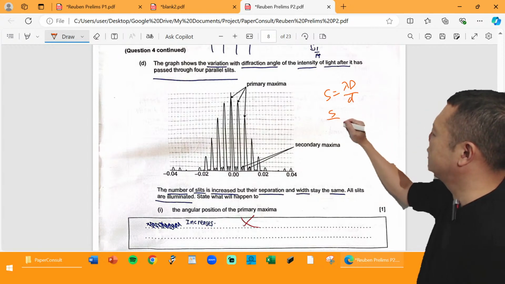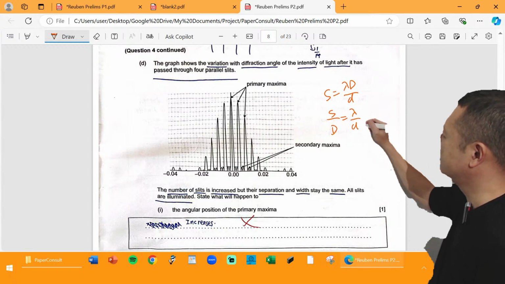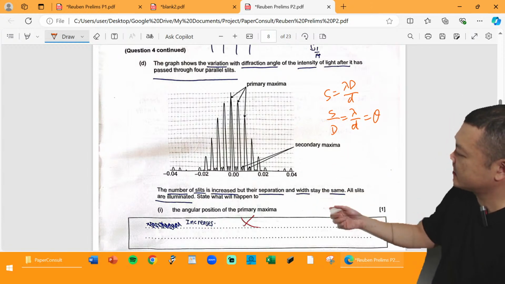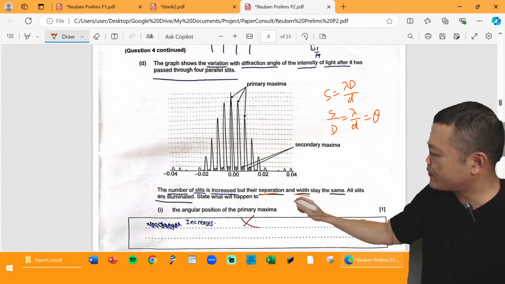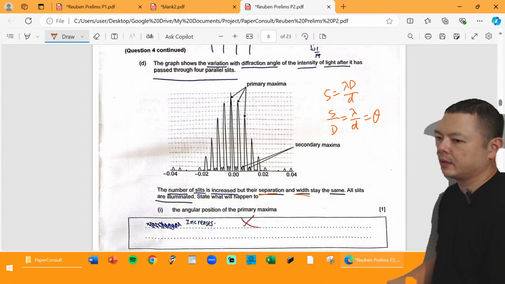Then S over D is equal to lambda over d, which is equal to theta, right? If you increase the number of slits, but everything else stays the same, the width stays the same, the separation stays the same, then the theta stays the same. So the angular position of the primary maxima will not change.